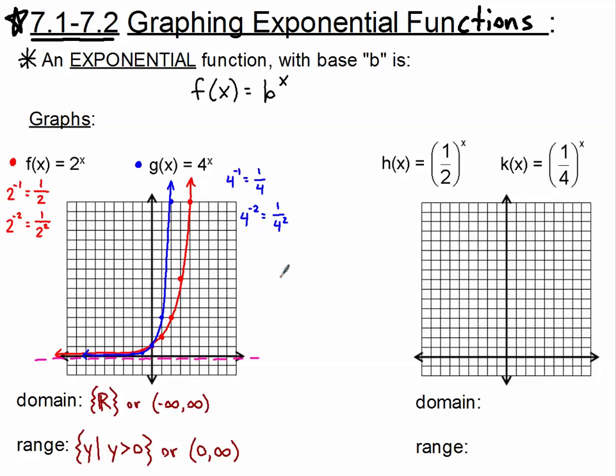Let's see what happens over here. I'm going to color code again. H of x I'll do with red. This time our base is going to be a fraction, and I'd like to see what the graphs look like now. So our fraction, our base, is 1/2, and we're raising that to the exponent of x.